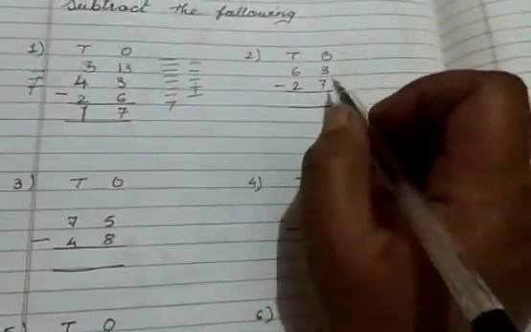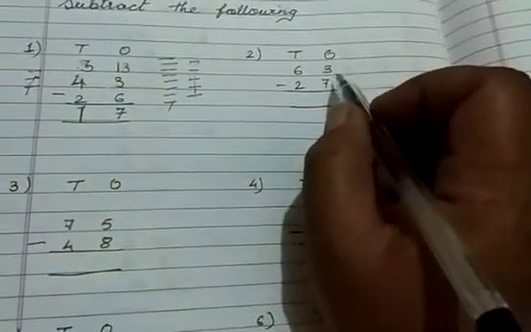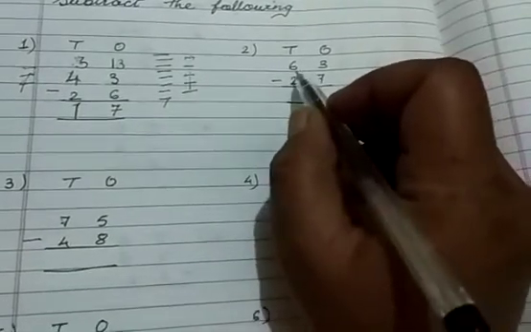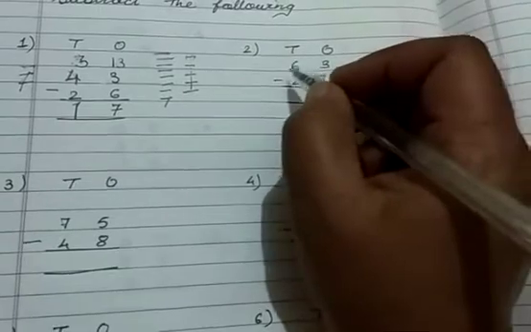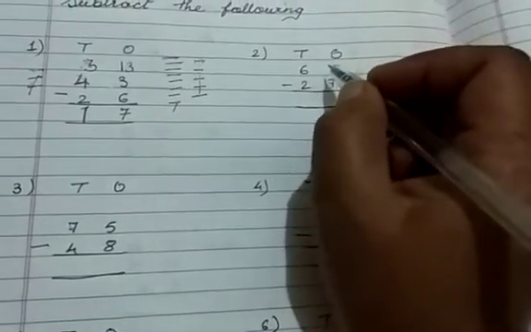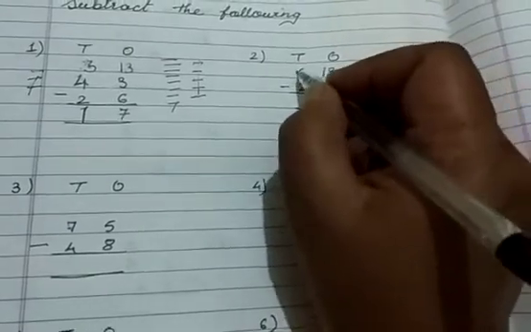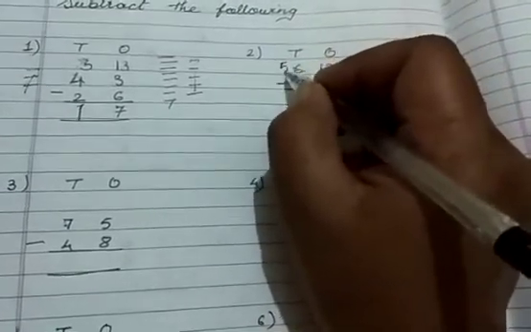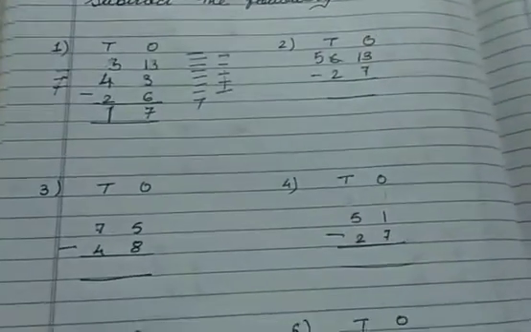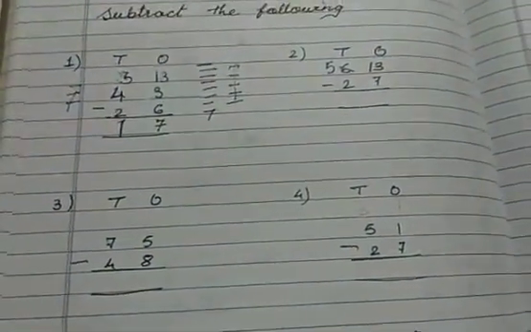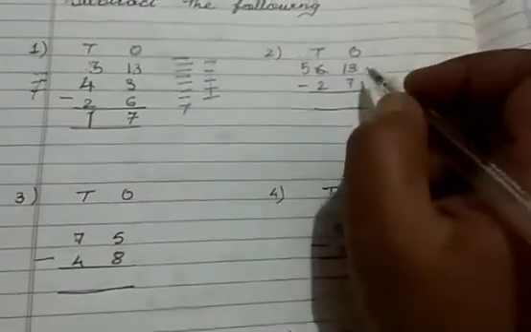See again, here is the same situation. 3 is smaller than 7. So what do we have to do? We have to borrow 1 from the next number, which is in the tens place. When we borrow, it will again become 13. And here it will be 5, because when we cut one stroke from 6, it will be 5. Okay. Now 13 minus 7.